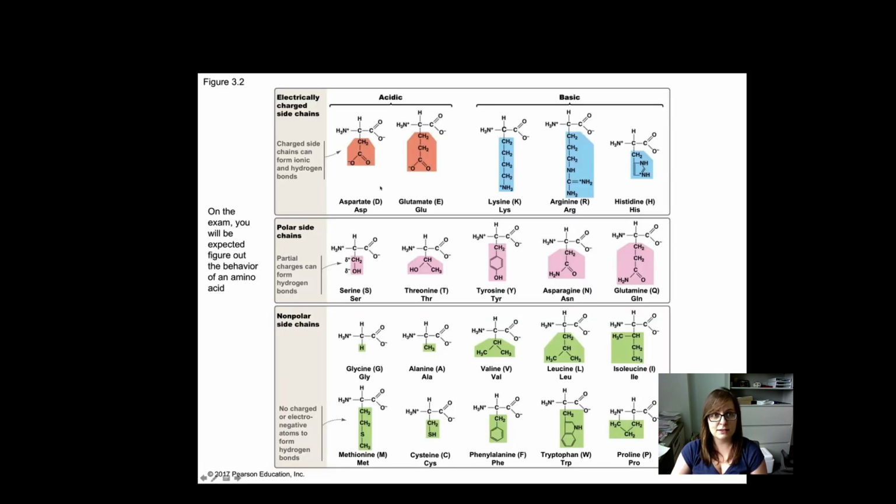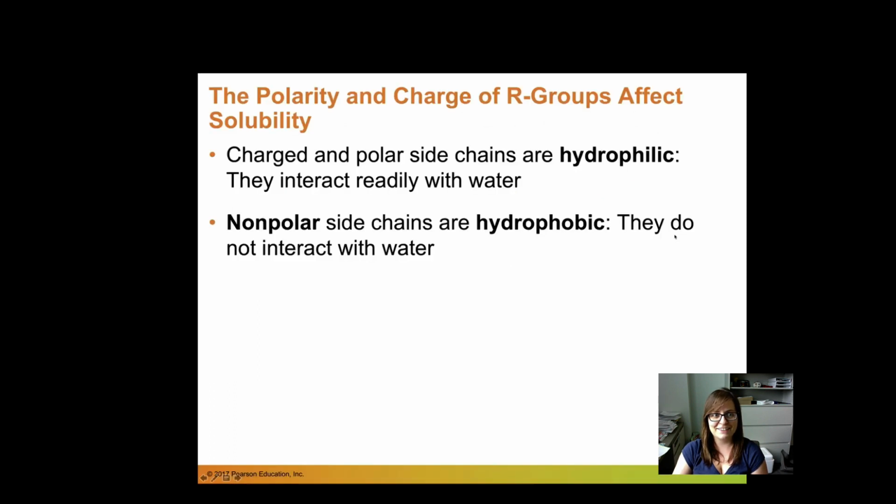So here is the chart from your book, figure 3.2, that lists out all of the amino acids with their R groups. And you can see they're grouped into acidic, basic, polar, and nonpolar. And in class, we're going to practice recognizing these, but I also want to point out that on the exam, you'll be expected to figure out which groups they belong to and how they might behave in a protein. So best to learn it now.